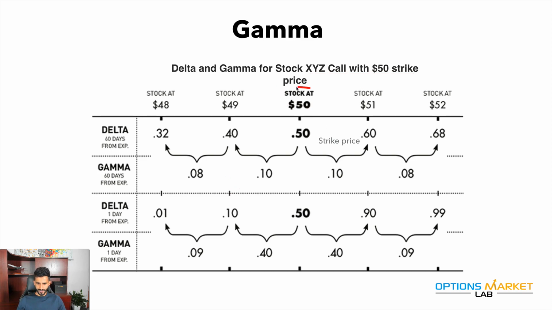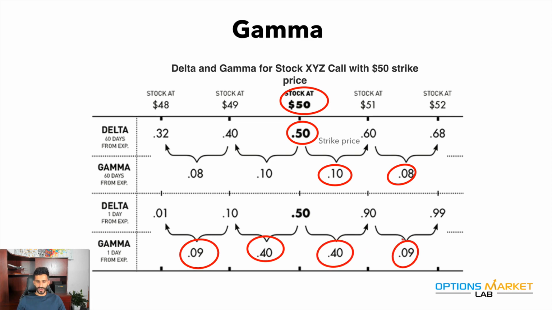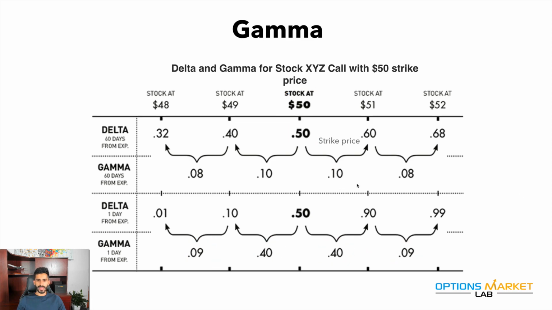So once again, the stock is at $50, the delta is 50 cents, right? For every move up, you can see it's adding 10 cents, it's adding 8 cents, right? Now on every move down, depending on if you're buying a call or a put, it's showing you the same exact move over and over again, right? That's the delta and that's the gamma.